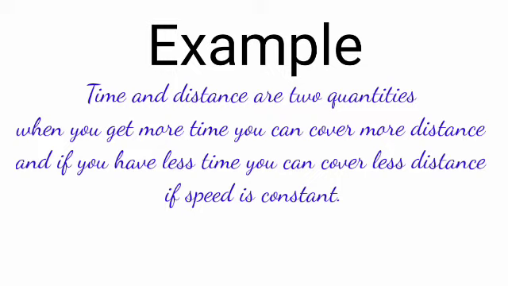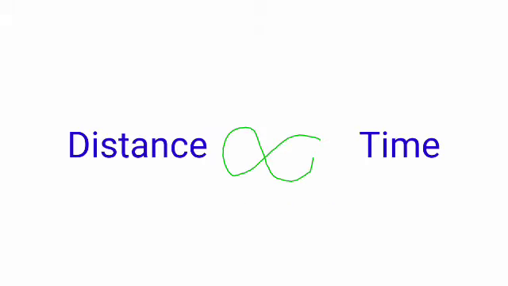As for example, time and distance are two quantities. When time increases, distance also increases, and when time decreases, distance also decreases. But here speed should be constant. Hence, we can say that distance is directly proportional to time. This is the sign of proportionality, that is in green color.